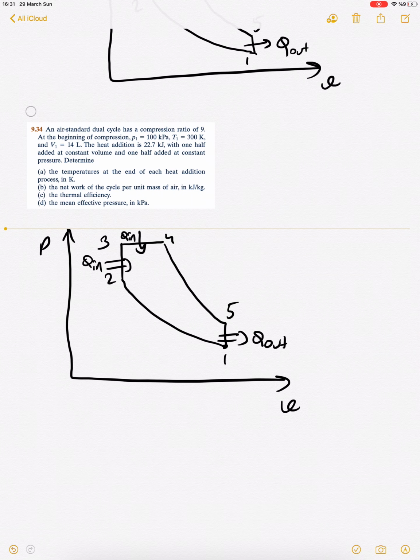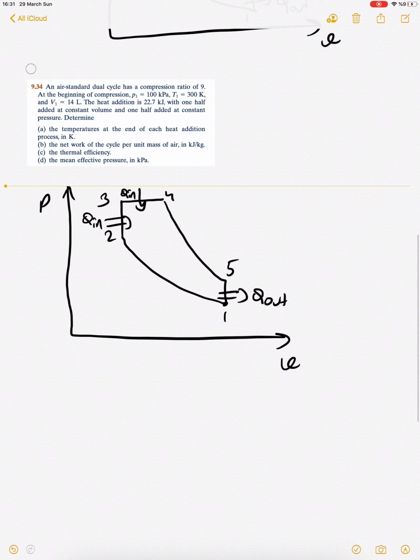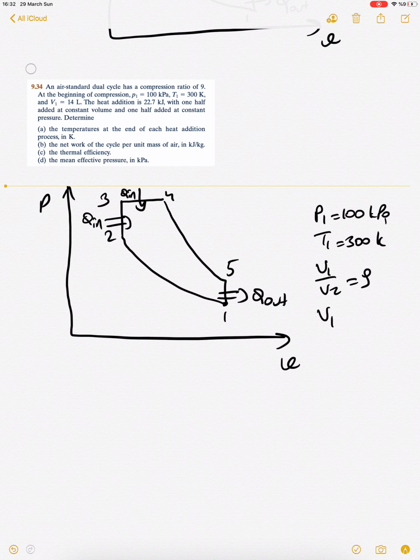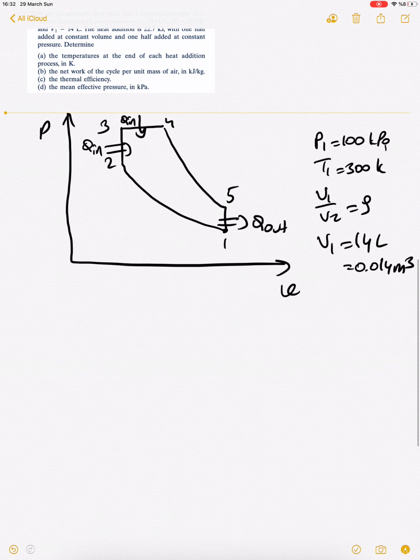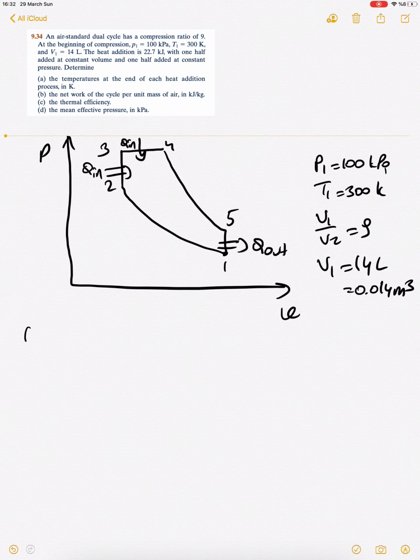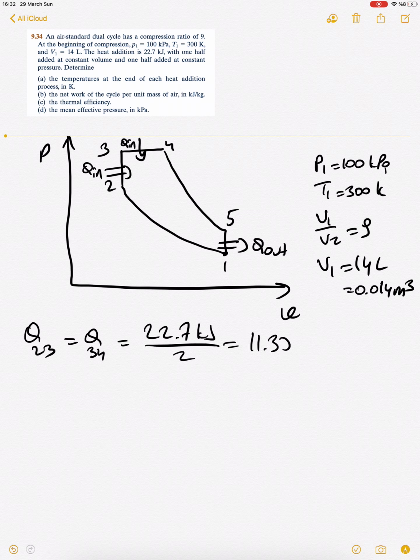Therefore, compression ratio is 9. What we know: P1 is equal to 100 kilopascal, T1 is equal to 300 Kelvin, V1 over V2 we know that is 9, and V1 is equal to 14 liters, which is 0.014 meter cubed. And we know that Q23 is equal to Q34, which is 22.7 kilojoules divided by 2, 11.35 kilojoules.